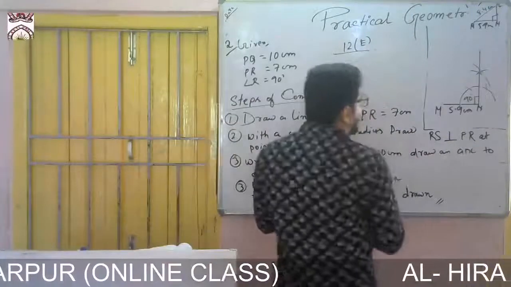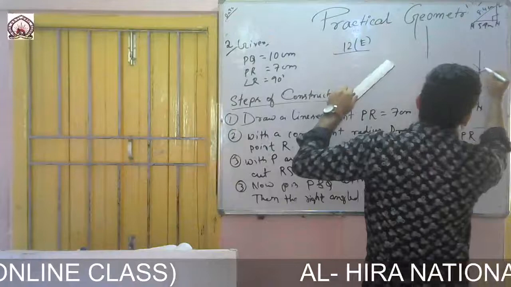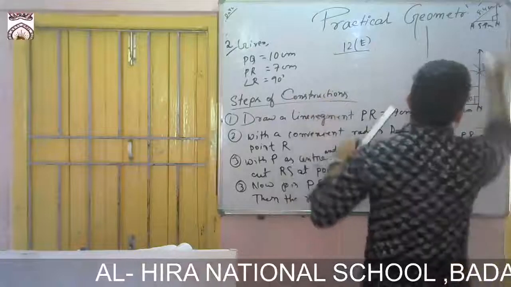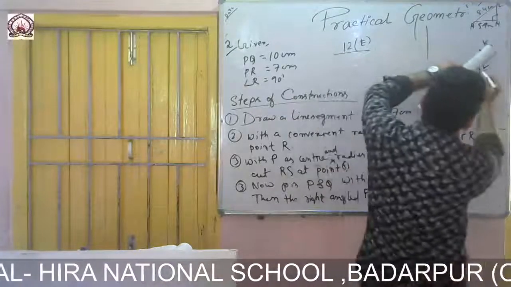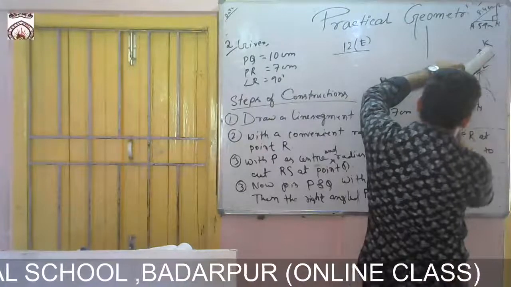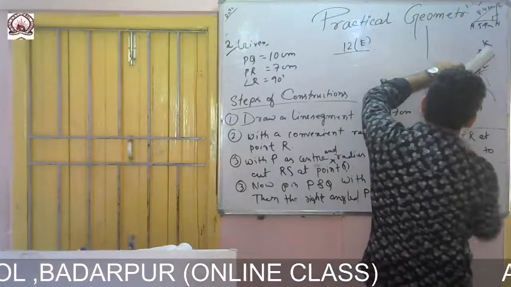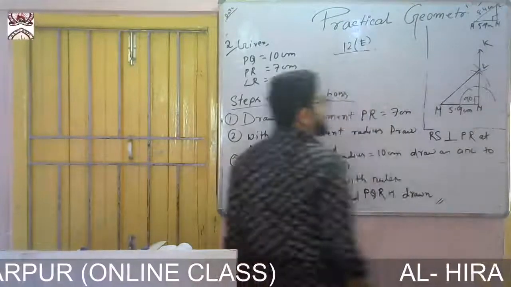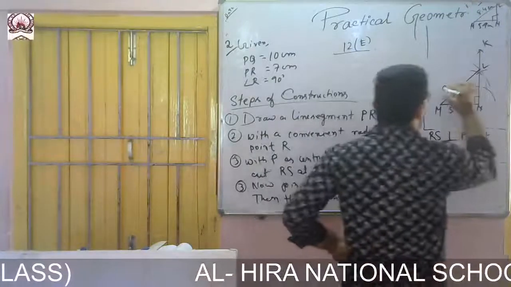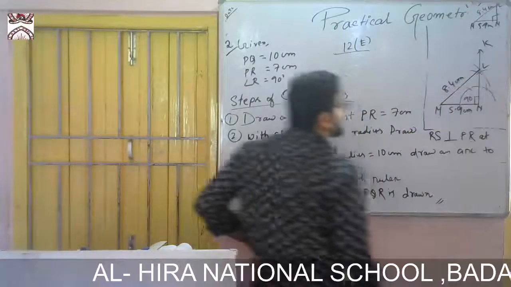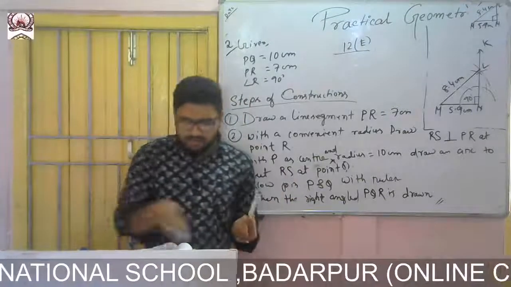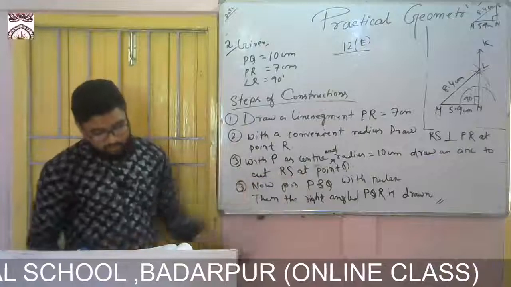This is the point. This will be L, and this one you give K. Now you join this one. So this is L we got. This one is 8.4 centimeter. So we have drawn exactly like earlier. These are all the same.